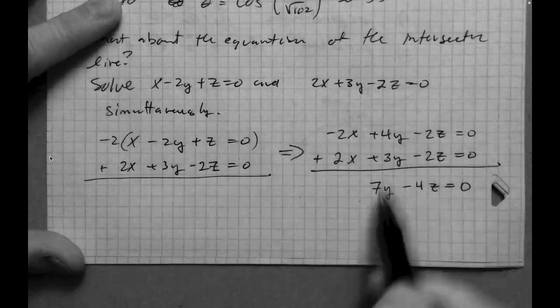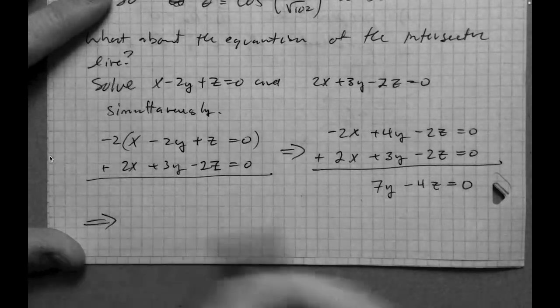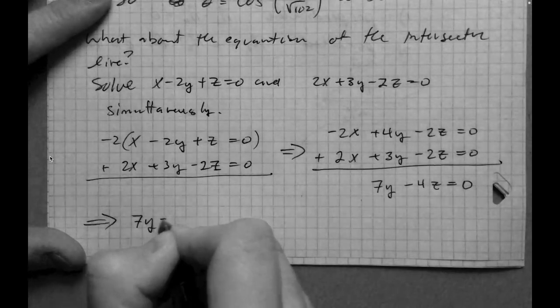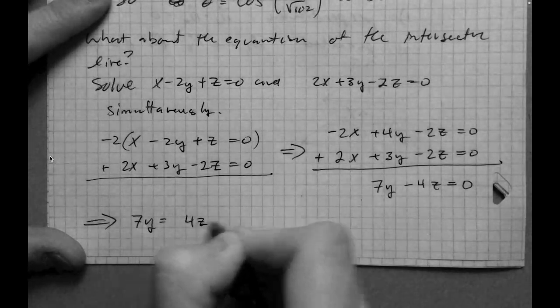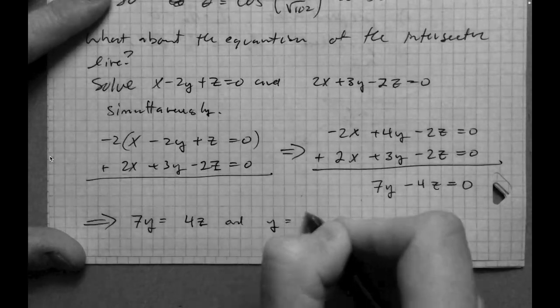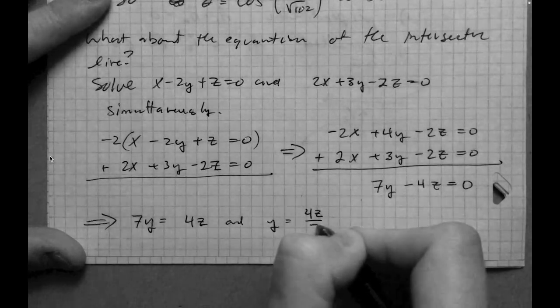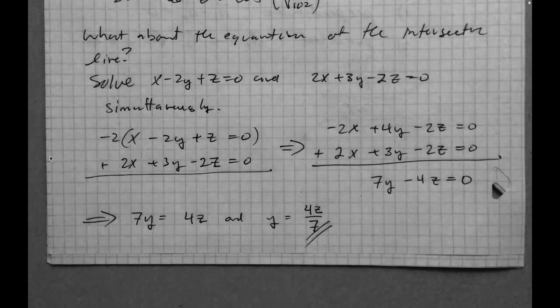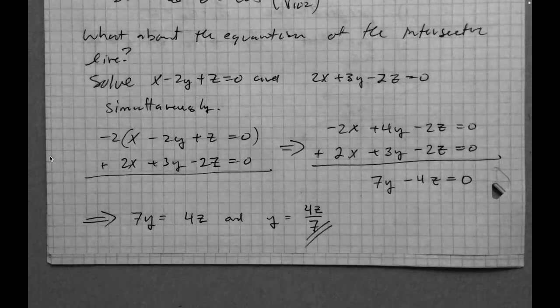Okay, and so from this, that's going to imply that 7y equals 4z, and y equals 4z over 7, right? So that's the first piece.